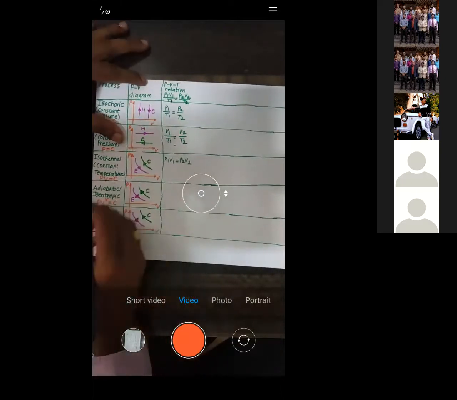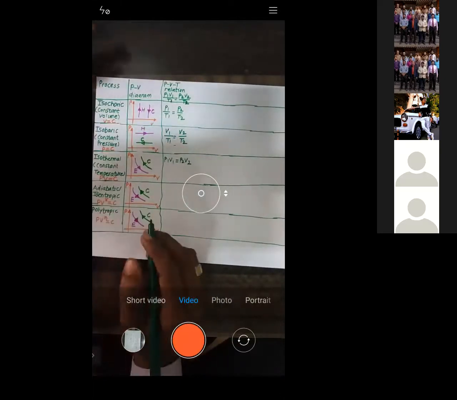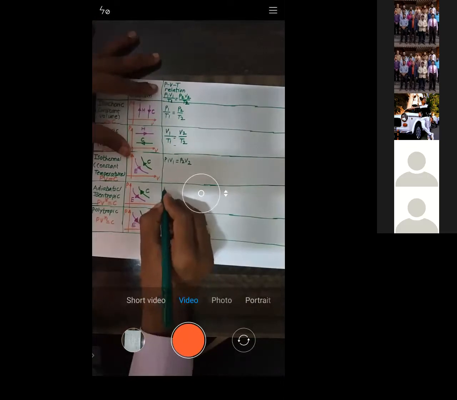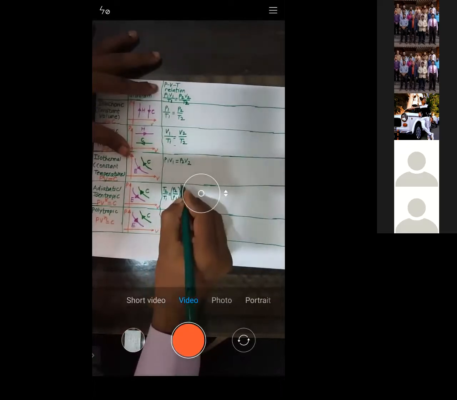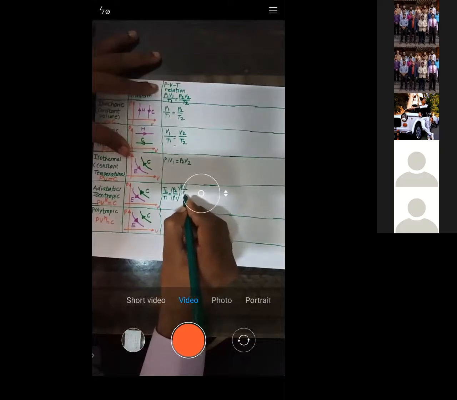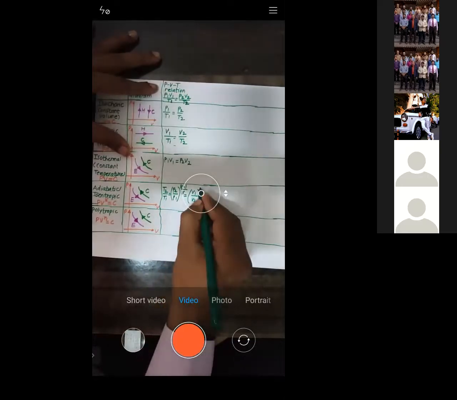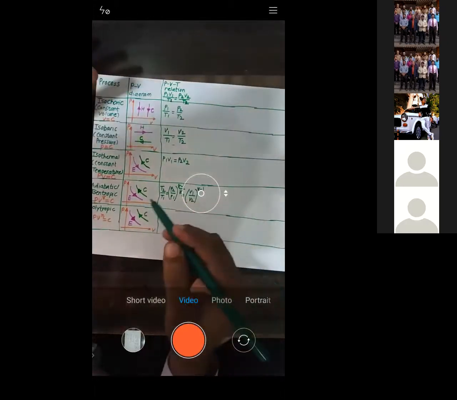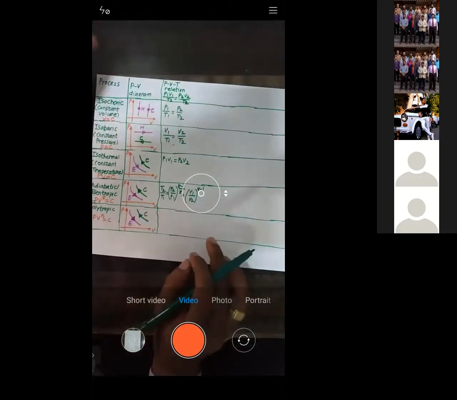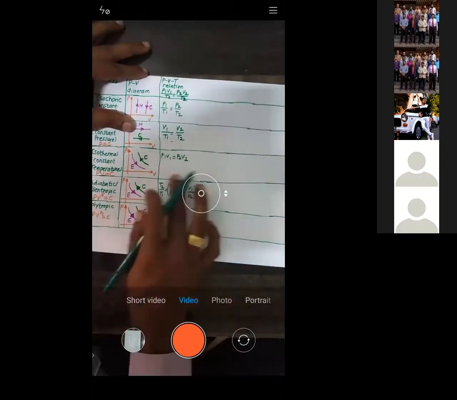Now for the adiabatic process, you remember the relation: T2 by T1 is equal to P2 by P1 raised to power gamma minus 1 by gamma, is equal to V1 by V2 raised to power gamma minus 1. Okay, see, every formula we have derived. Now I am just putting this in the form of a table. So this is a relation which we have derived.